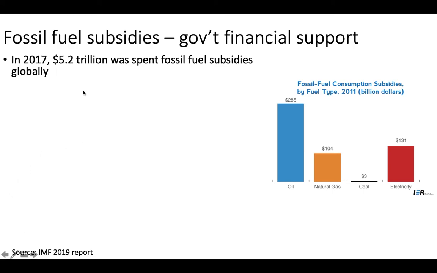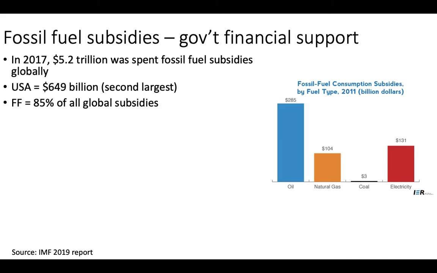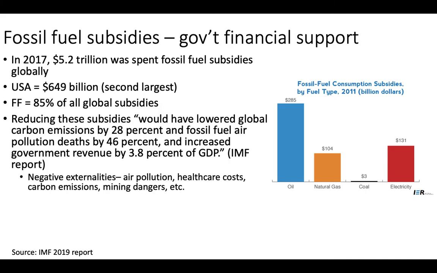So in 2017, $5.2 trillion was spent worldwide on fossil fuel subsidies. In the United States, we spent $649 billion on fossil fuel subsidies, second only to China. That is more than double our military budget and more than 10 times the education budget for the entire country. Fossil fuels make up 85% of all global subsidies, and it artificially lowers the price of these fossil fuels.